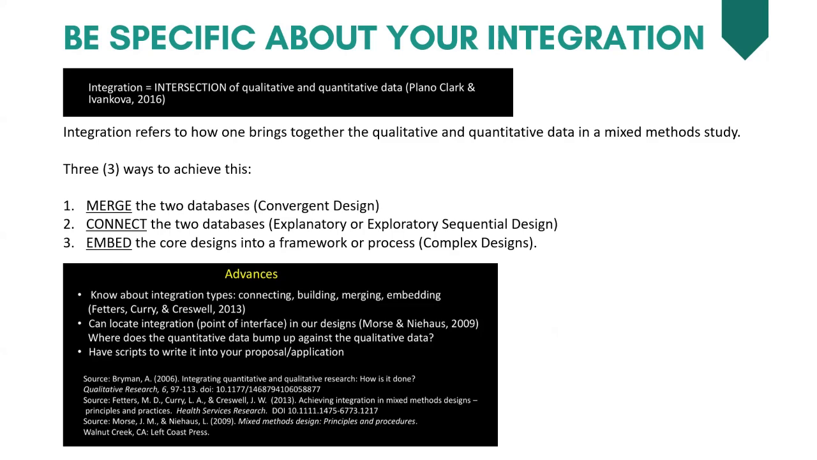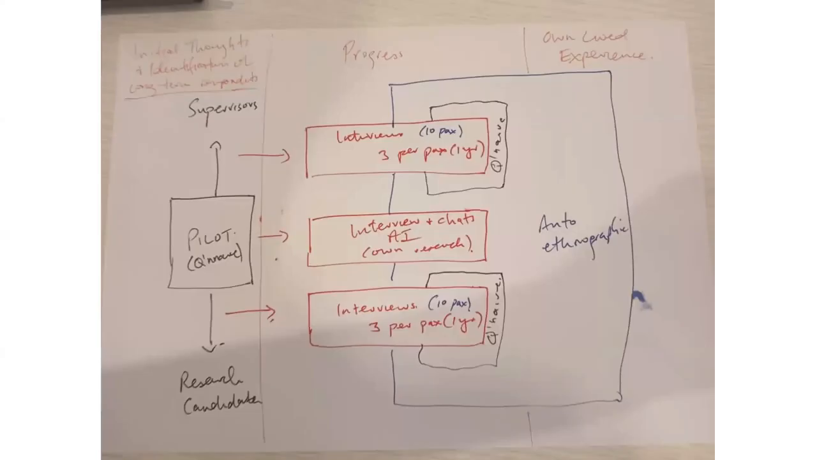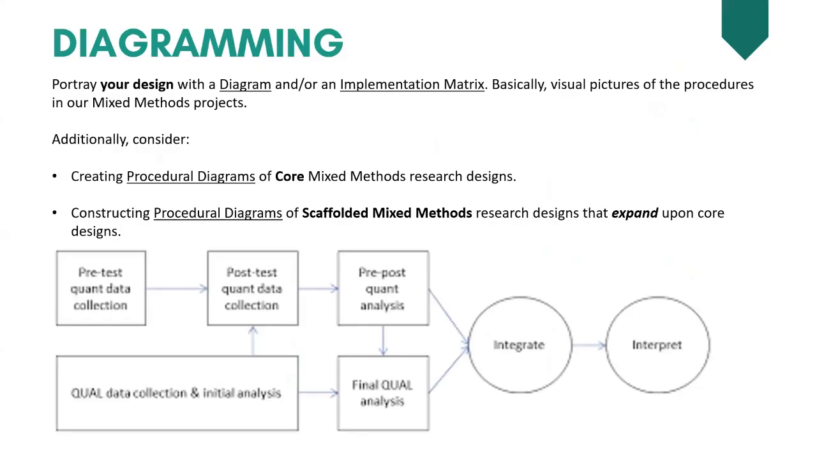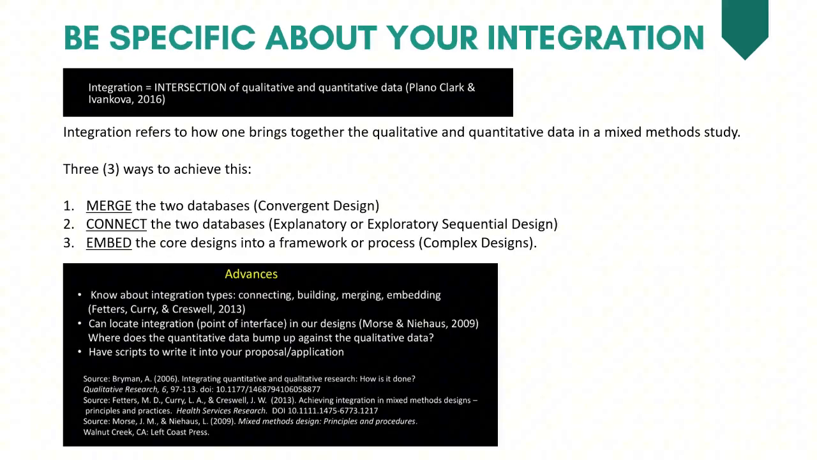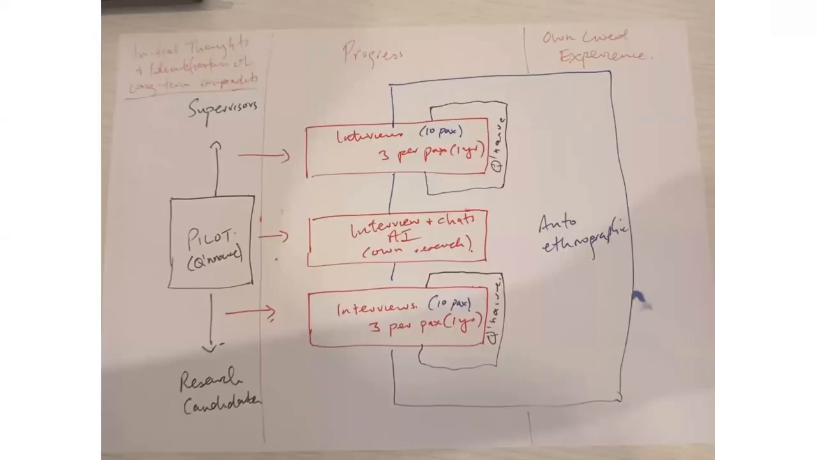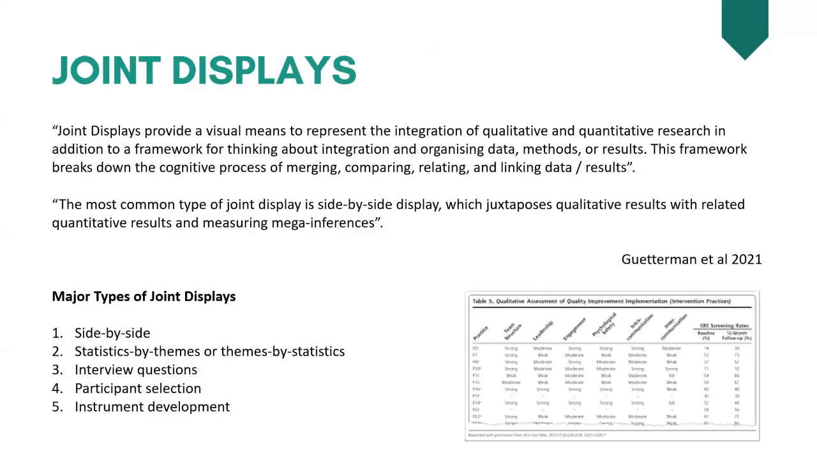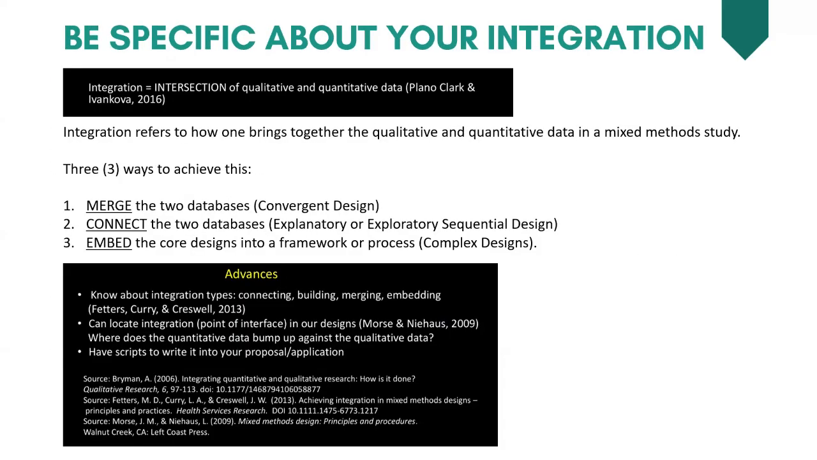It's about locating the integration in our designs. So as we go through and we're building simple diagrams like these or an implementation matrix, it's about at what point or points, because if we go to mine, for example, there are multiple points where my data is definitely coming together to shape, and it's also constantly in the mind: how does each bit influence each other?